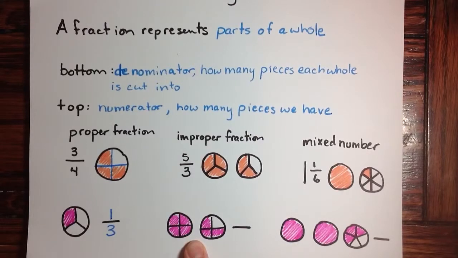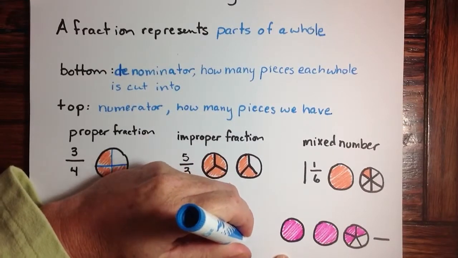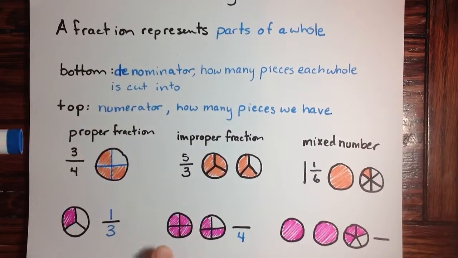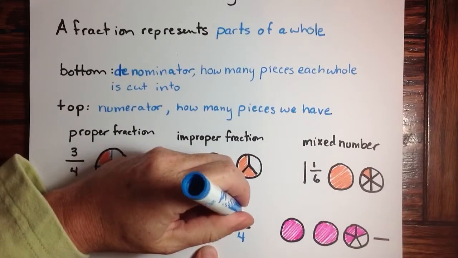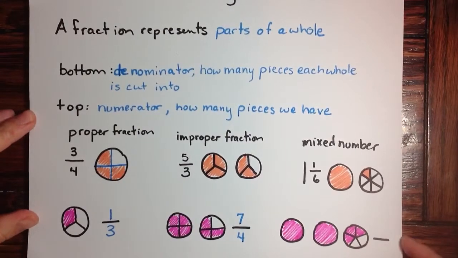In this picture, each of our wholes is divided into 4 pieces. So the denominator on this fraction is going to be a 4, and then the total number of pieces that we have is 7. So this improper fraction is 7/4.